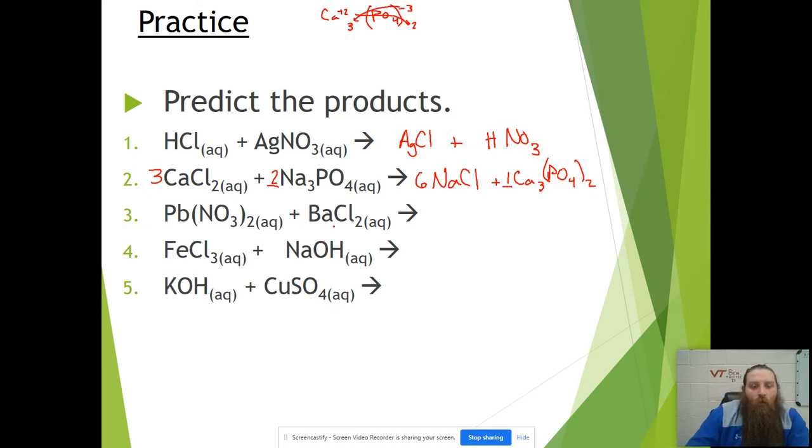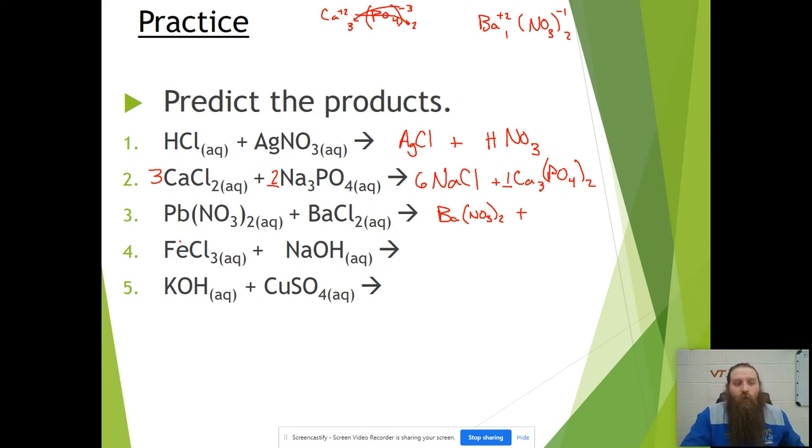All right, barium and nitrate for number 3. Barium is +2, nitrate's -1. So that's going to be a 2 and a 1. We need to switch them. So Ba(NO3)2. All right. And then I have lead and I have chlorine.